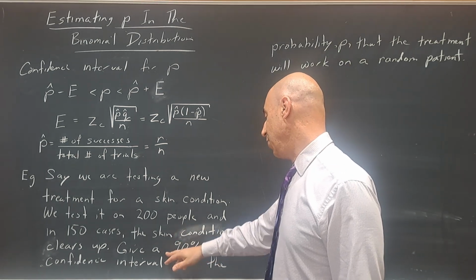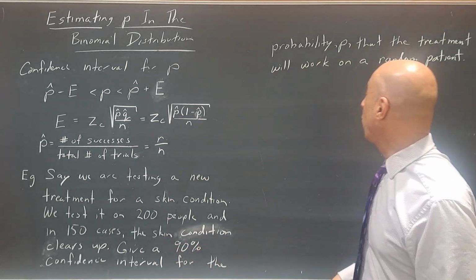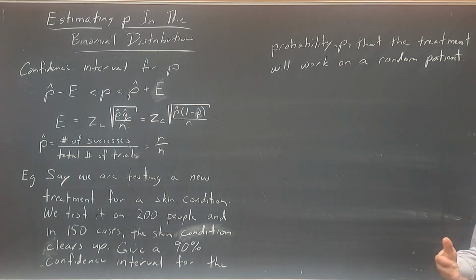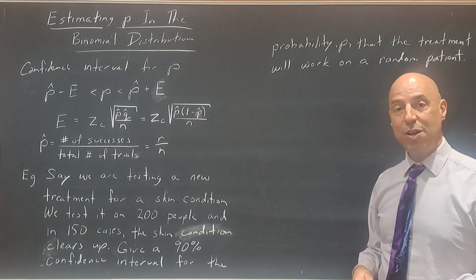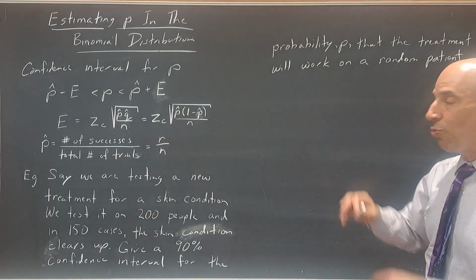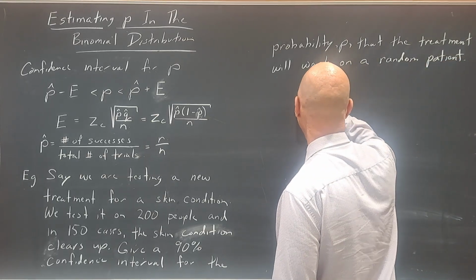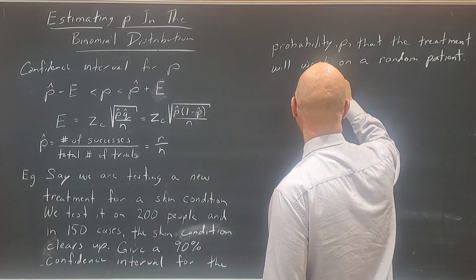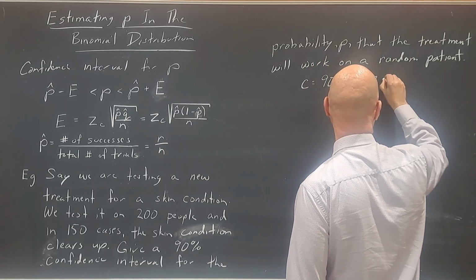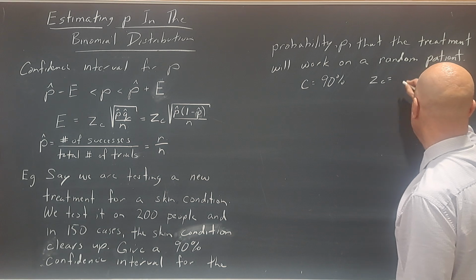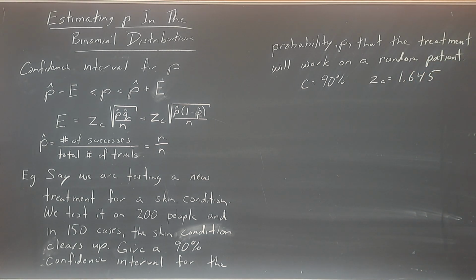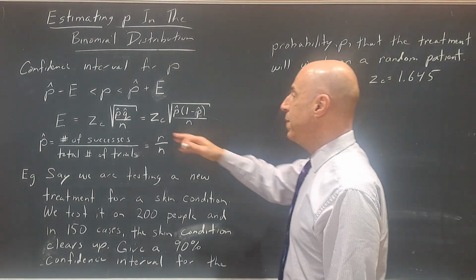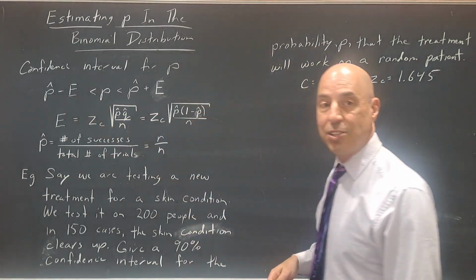And let's see, we want to give a 90% confidence interval for the probability that the treatment will work on a random person, a random patient who has this condition. We want to try this treatment on them. We want to know what probability that this treatment will clear up their skin condition. So let's just write down the things that we know. We know that C is 90%, and so we already know that ZC for 90% is 1.645. And we know our interval is going to be of the form P hat minus E to P hat plus E. So let's figure out what our P hat is.